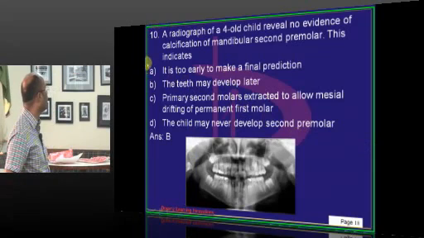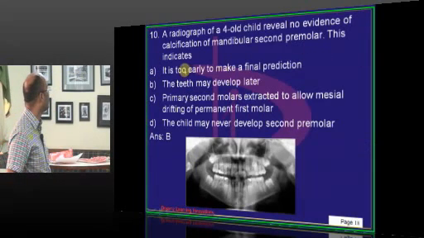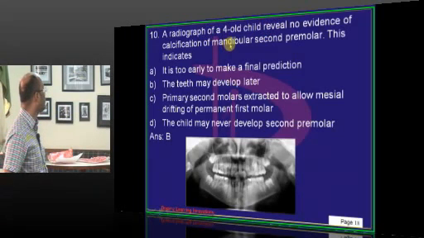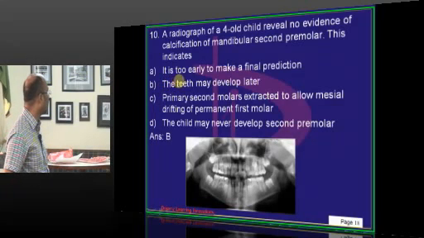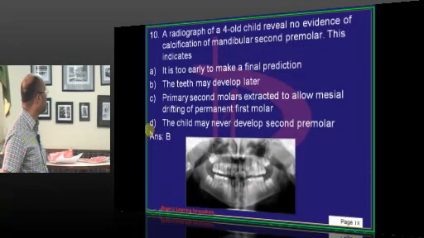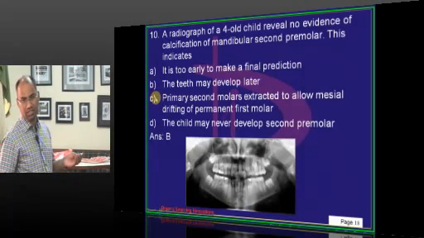A radiograph of a 4-year-old child reveals no evidence of calcification of the mandibular second premolar. This indicates what? Is it too early to make a final prediction, or the tooth may develop later, or primary second molars should be extracted to allow mesial drifting, or the child may never develop a second premolar? So here the temptation is you can say D or you can say B, but the thing is, in a 4-year-old child, by now at least you should have seen calcification.